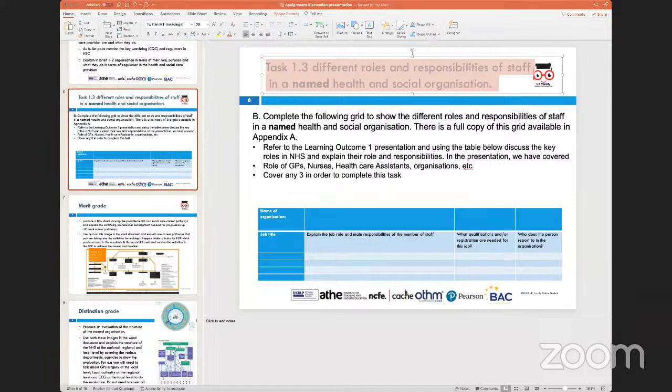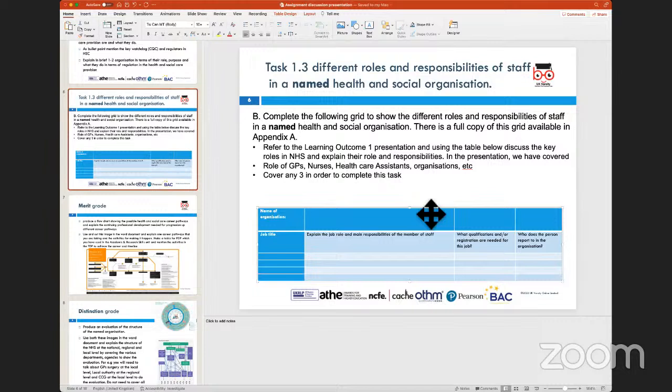You won't be able to do it generically. You'll have to make sure that you talk about the roles and responsibilities of staff within a care home, things like a compliance manager, a practice manager, health and social care workers, healthcare assistants, clinical nurses, a doctor, which is a resident doctor, and they would be done using a table here.